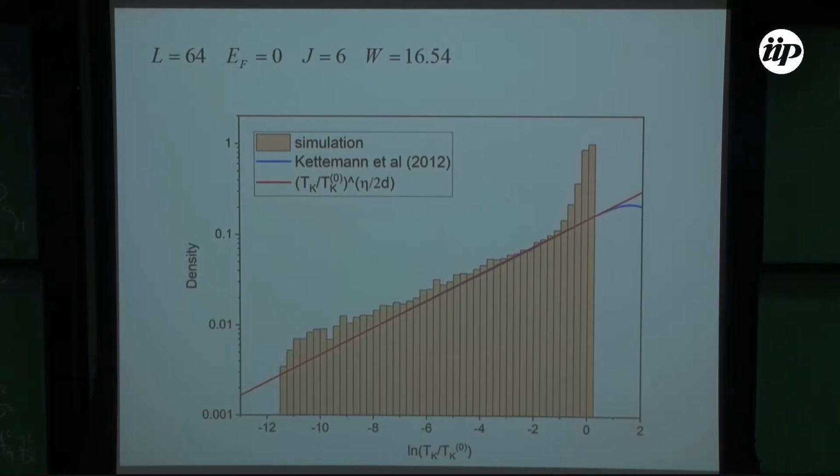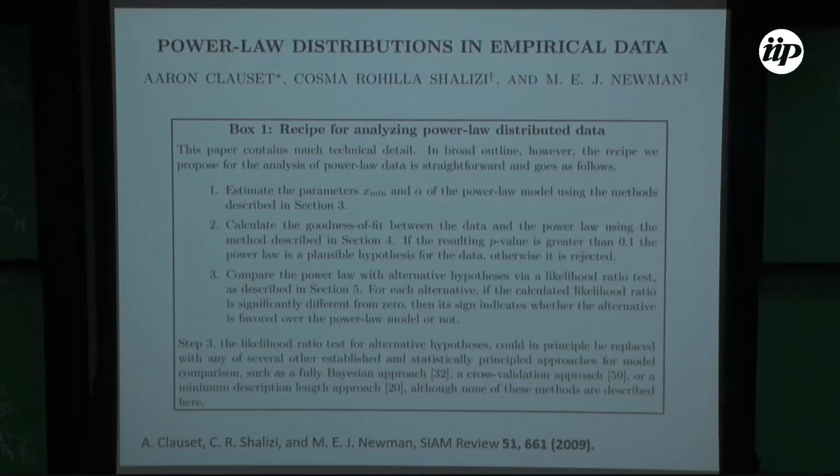Again, by eye, one feels that the slope is a bit different from the prediction. However, I think analyzing this sort of problem is actually quite tricky, and I learned a lot from looking at this paper. Clauset et al. have written quite a long paper on how to analyze data which you think obey power law distributions. And they came up with what they call a recipe for analyzing them.